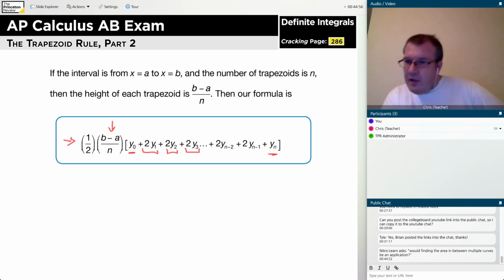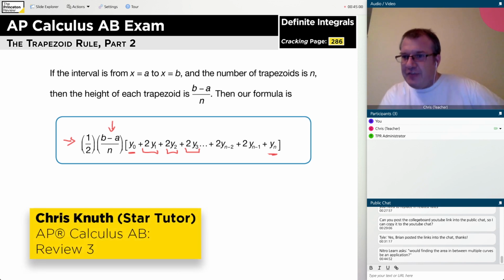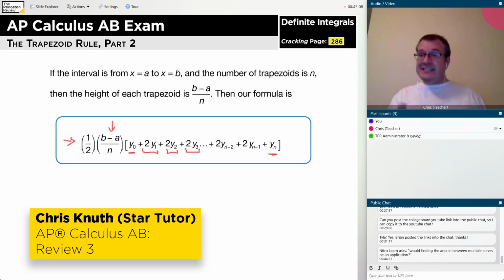Question. Would finding the area in between multiple curves be an application? Great question. That is explicitly stated in Unit 8 for AP Calculus AB. So for this test, you're not required to know it, but if you are extending into BC, or if you're going to be taking like the next sequence, you'll have to know it going into there. This is not going to like pick up in the end of AB.